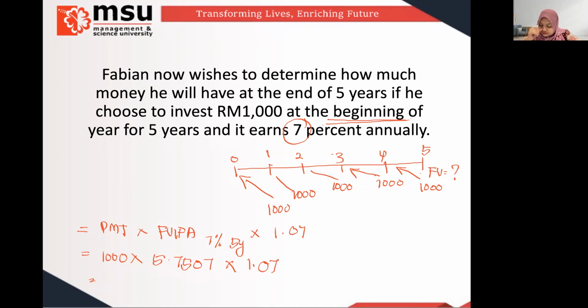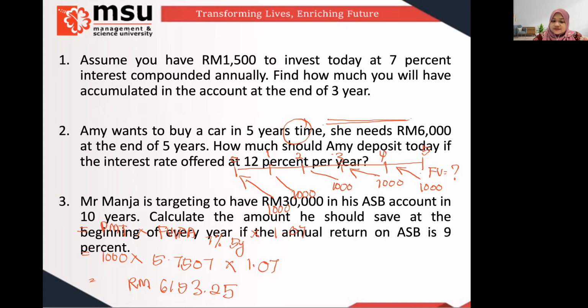So 1000 multiply 5.7507, it is 5750.7, multiply with 1.07. So the answer will be 6153.249. So we just take up the two decimal, which is 6153.25. So this is the answer of future value of annuity due. Right, so there are lots of exercise. You may try all these exercise.